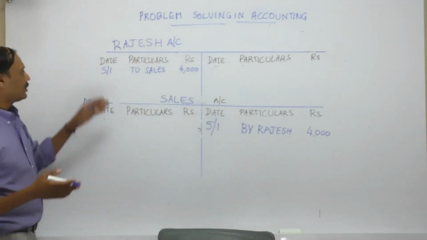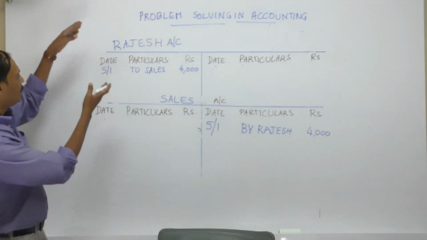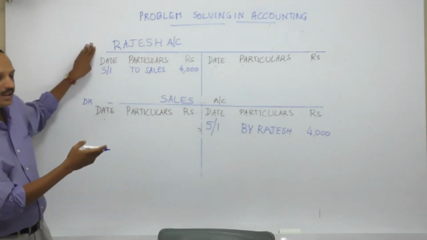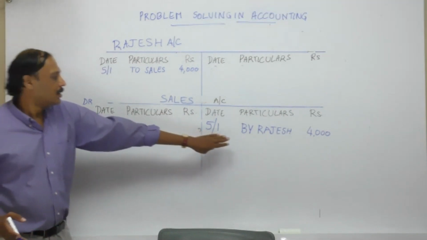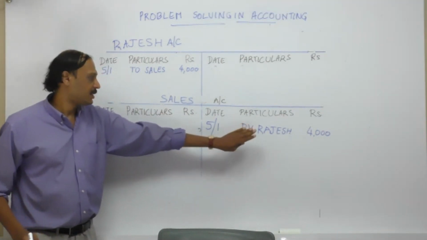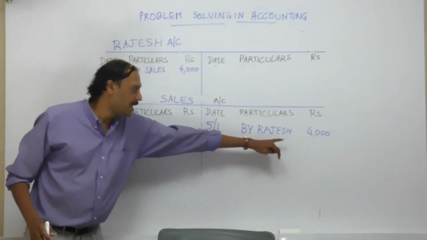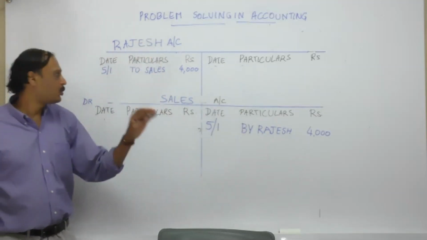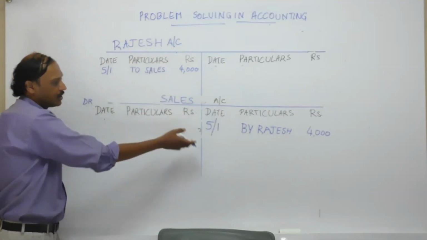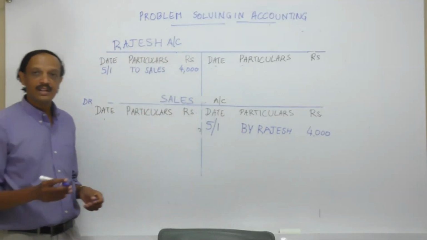So this transaction has two accounts as usual. You have sold goods on credit to Rajesh. He has received the goods. The goods have gone out. Rajesh is yet to pay you. Since it's a credit transaction, it is written Rajesh account debit to sales account. Just post that entry in the ledger account. This sums up this transaction.